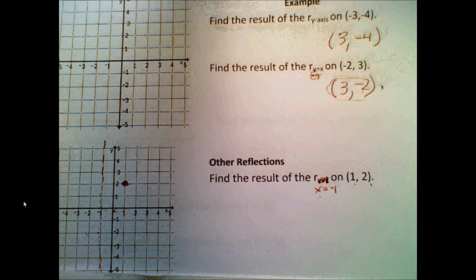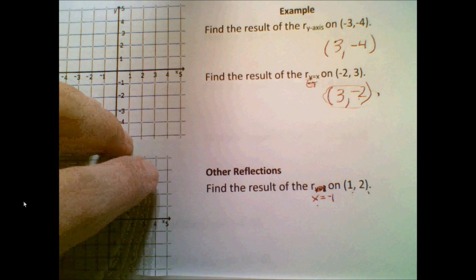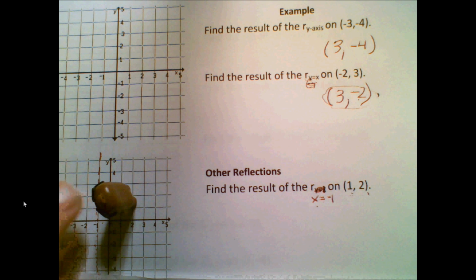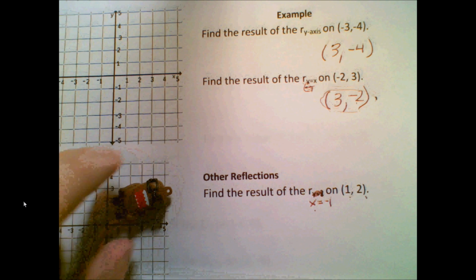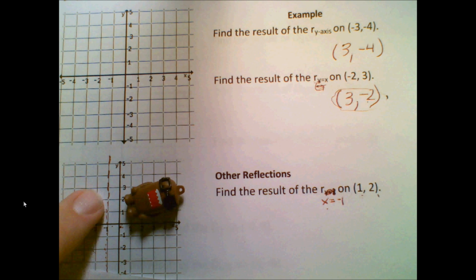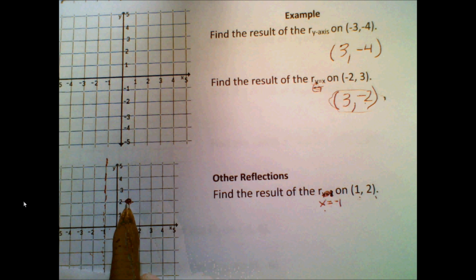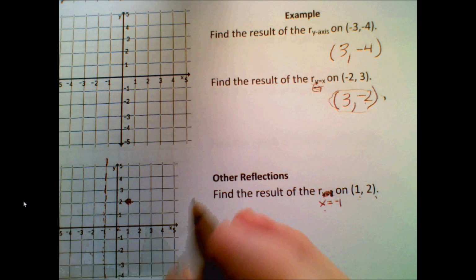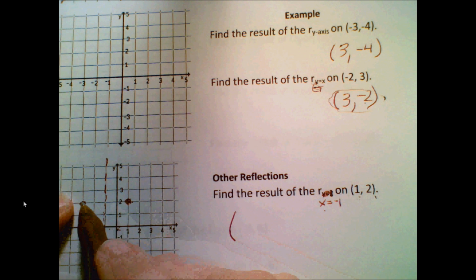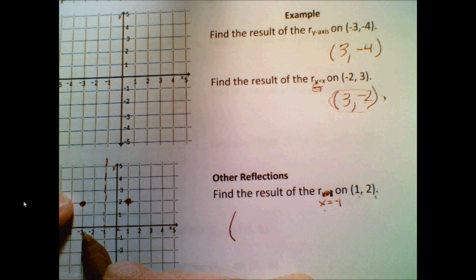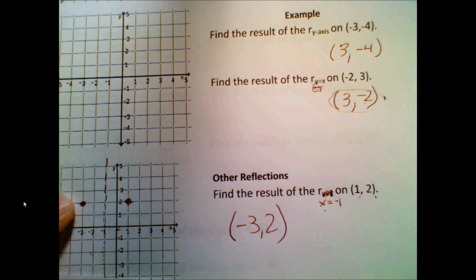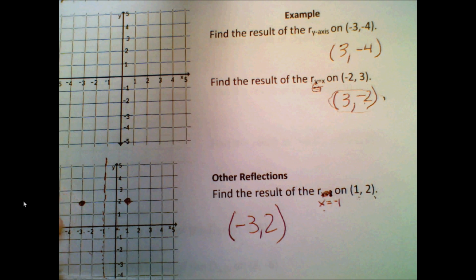Now, remember, Dorky Domo is standing here. He is 2 steps away from the line over here. So if his friend wants to be on the exact opposite side, you're going to count 1, 2, and then move over 2 over here. Now, this point is going to be (negative 3, 2). And that'll be your reflection point. That'll be the result.